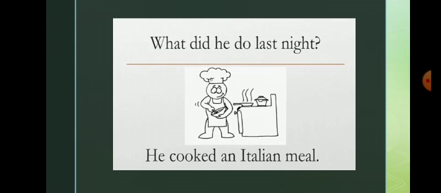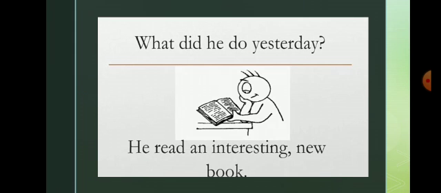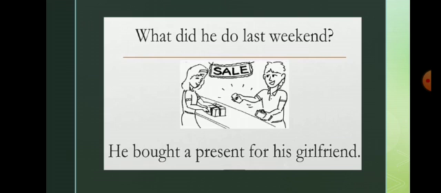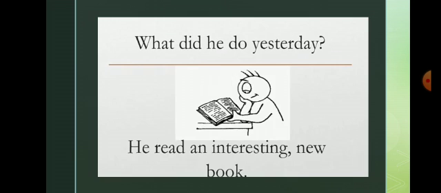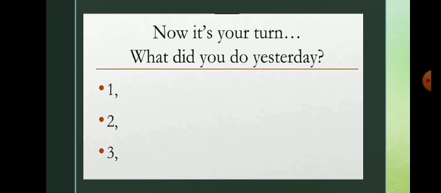Got it, children? Yes. What did he do last night? He cooked an Italian meal. Last night he cooked an Italian meal. What did he do yesterday? He read an interesting new book. Here, read for past tense has the same spelling but the pronunciation differs. Read for present tense, read for past tense. What did he do last weekend? He bought a present for his girlfriend. Bought, that is a verb here. Bought, read, cooked. All these past verbs have been used here.